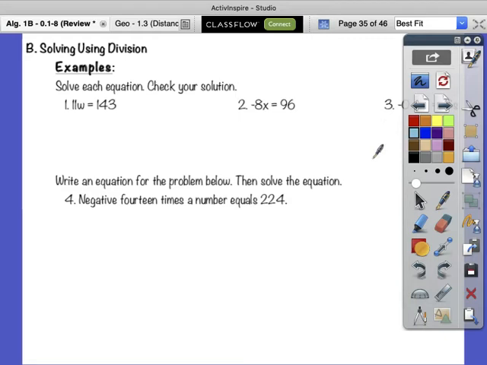Okay. Solve each equation, check your solution. 11W equals 143. What's happening with 11 and W right now? Multiplying. Why are they next to each other? How do you undo multiplication? Division. We're going to divide by something. What are we going to divide by? 11, whatever's there, because 11 divided by 11 is 1. Any number divided by itself is 1. No, it's 1 times W.